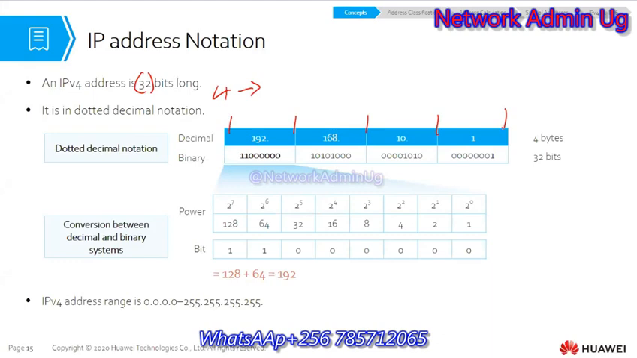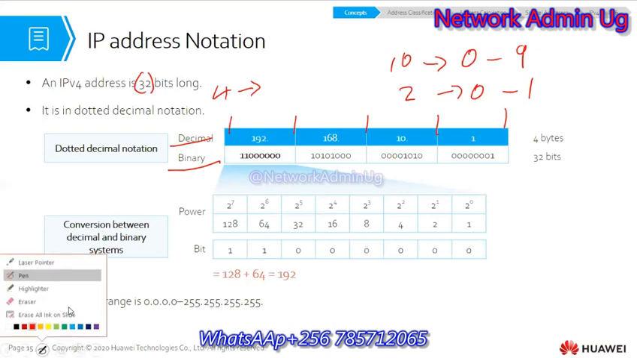There are 2 ways we can write an IP address. We can use the decimal format, that is base 10, or the binary format, that is base 2. In base 10, we only accept numbers from 0 to 9. In base 2, we accept only numbers from 0 to 1. Now, this conversion is straightforward.